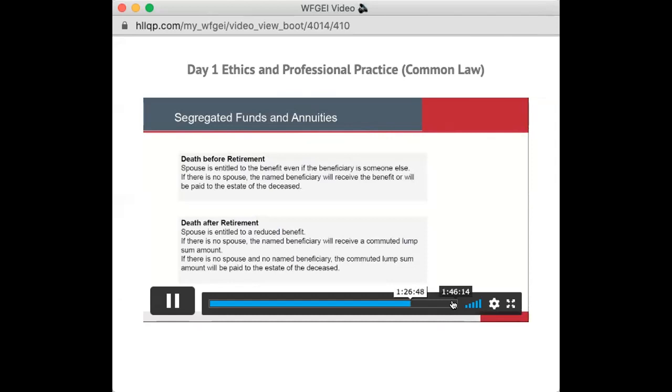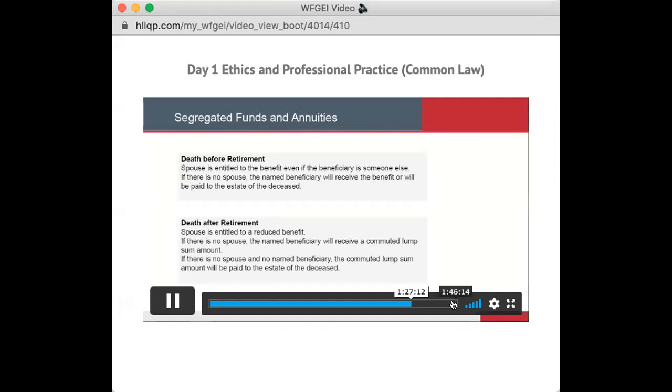So if I die prior to retirement and I do have a spouse, the spouse takes precedence over the beneficiary. If then the spouse dies, and there's still money left in the pot, basically, then my beneficiary could receive a lump sum or whatever, depending on the type of contract. But you can see here that the spouse always takes precedence over the beneficiary.